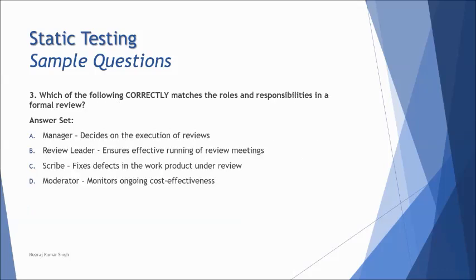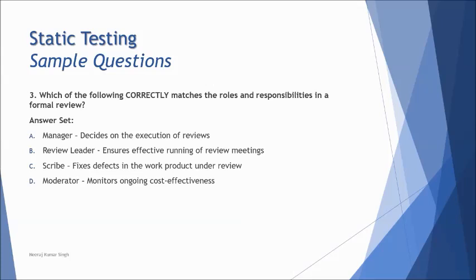Question number 3, which of the following correctly matches the roles and responsibility in a formal review process? So this is from the roles and their respective responsibilities conducted as a part of the review process. Here we have option A, manager decides on the execution of the review. Review leader ensures effective running of the review meetings. Scribe fixes the defects in the work product under review. Moderator monitors ongoing cost effectiveness.